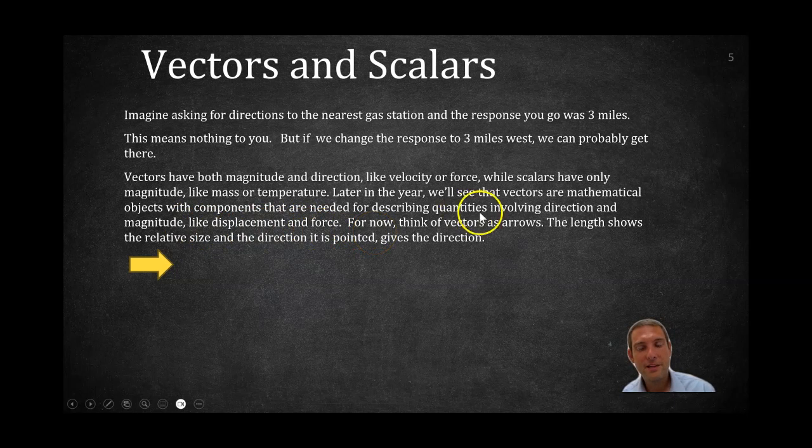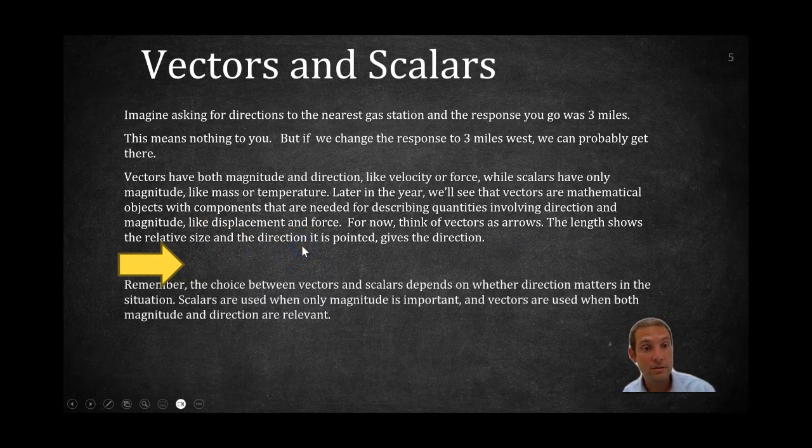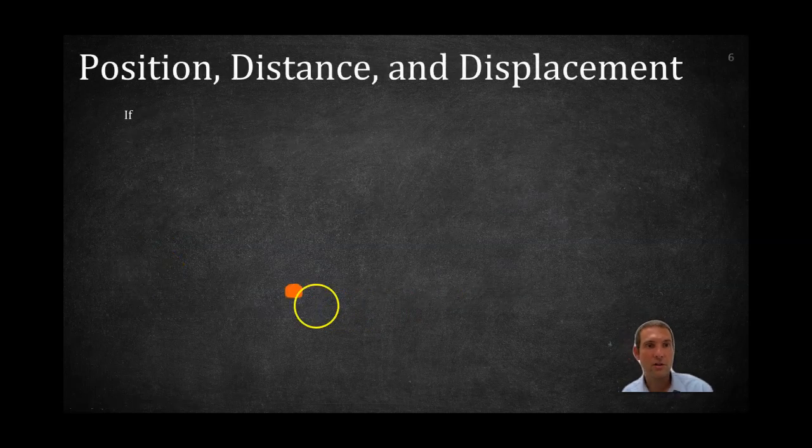For now, think of vectors as arrows. The length of the arrow shows the relative size or magnitude, and the direction it's pointed gives us our direction. Bigger arrow means bigger magnitude. Remember, the choice between vectors and scalars depends on whether direction matters in the situation. Scalars are used when only magnitude is important. Vectors are used when both magnitude and direction are important.